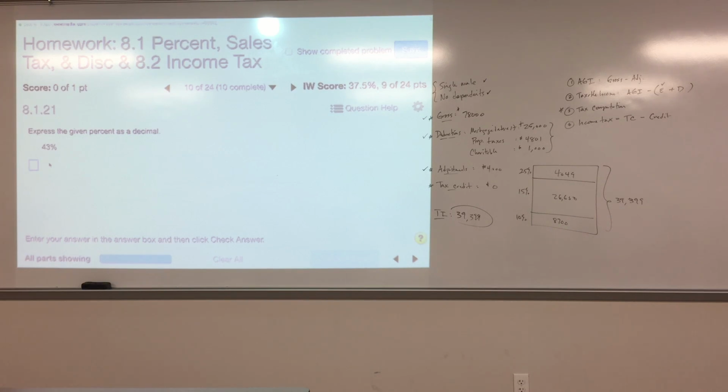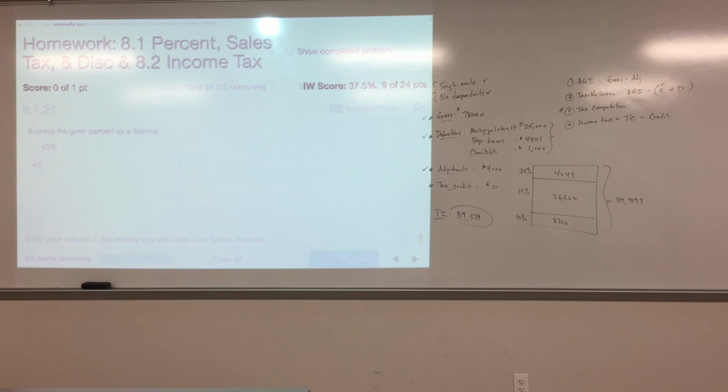Percent back to a decimal. Where is the decimal point on 43%? After the 3. So if we need to convert 43% to a decimal, we go 2 to the left. Sorry about that 3 or 4 problems ago. It goes 2 to the left, so our answer is 0.43. Does that make sense, guys?